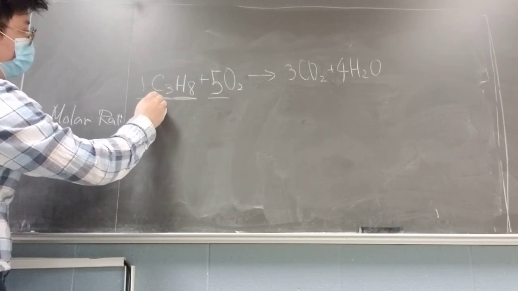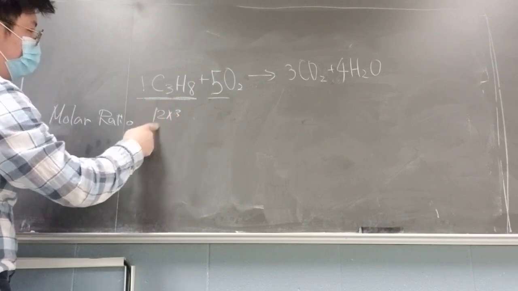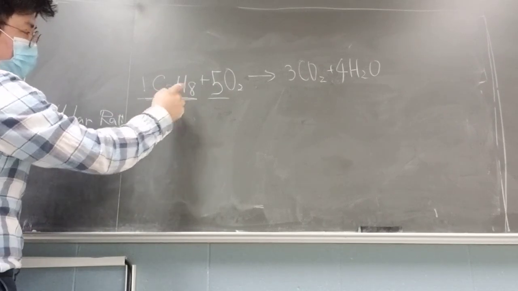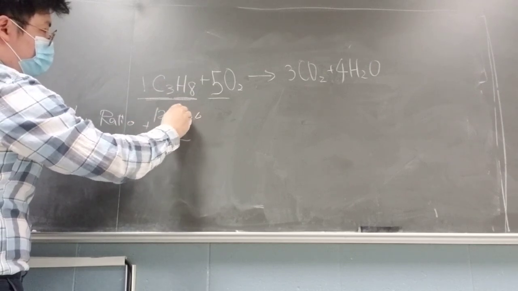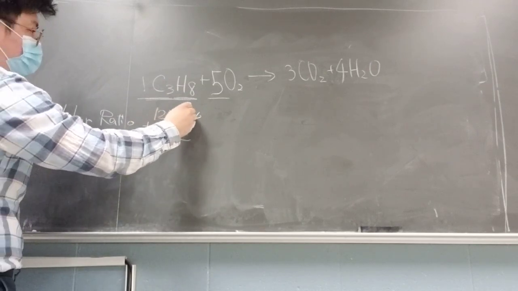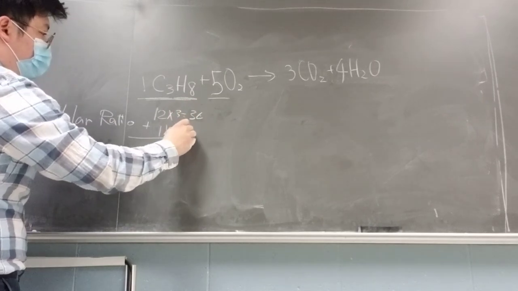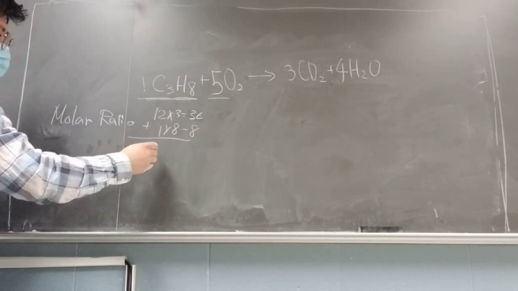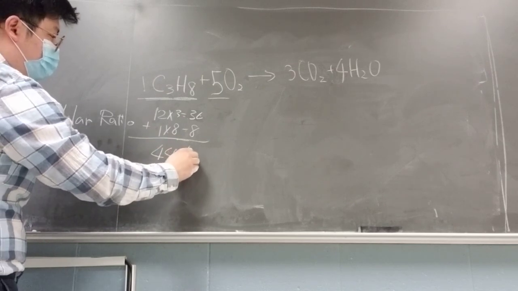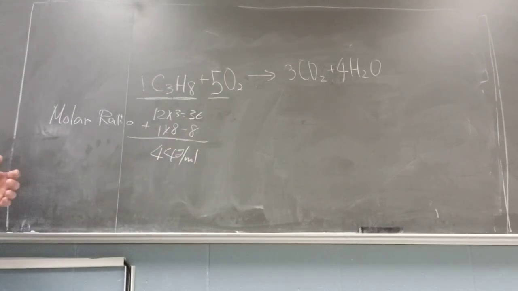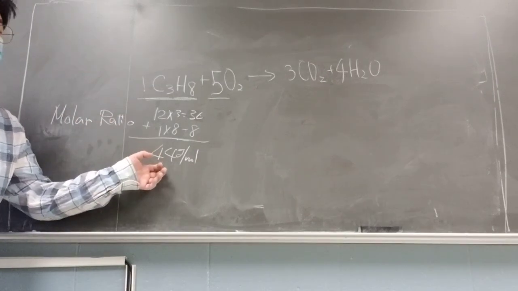So there will be 3 carbons. So 12 times 3 plus 1 times 8, because you have 8 hydrogens over there, right? So that's 36, 12 times 3 is 36. And obviously 1 times 8 is 8, right? And then we'll get 44 grams per mole, okay? So the molecular weight of propane is 44 grams per mole.